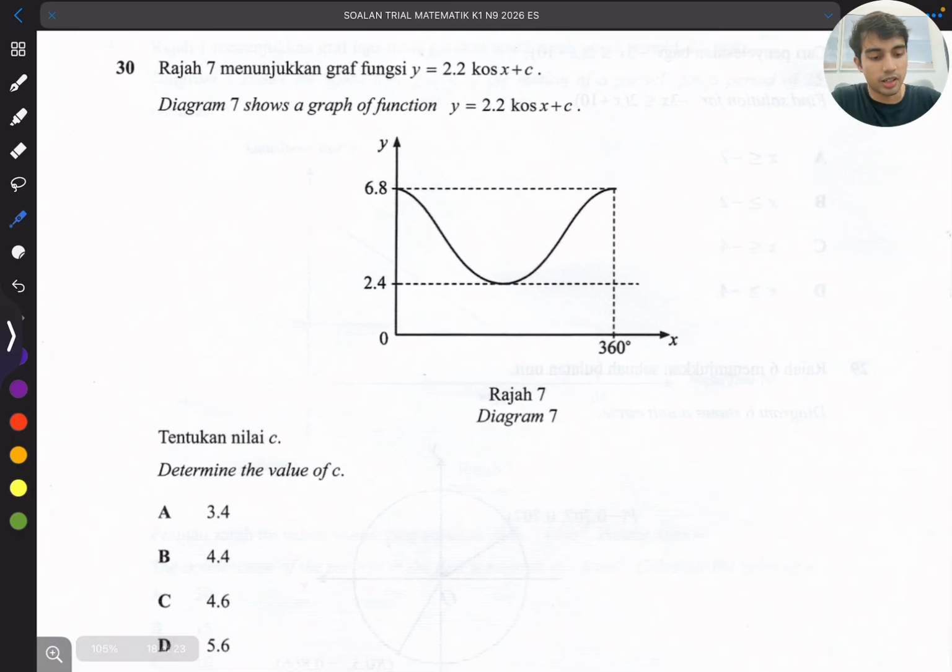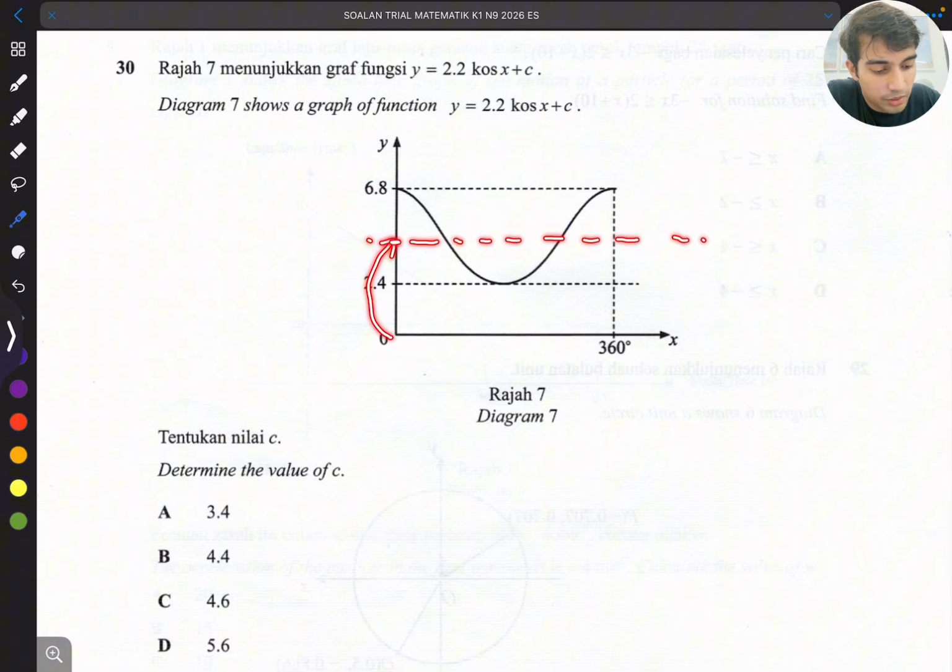Diagram 7 shows a graph of a function. This is a cos graph. Determine the value of c. Alright, c is how many units the graph went up by. A regular cos graph would look like this. Our middle is somewhere here. That means we need to find how much it has gone up. We need to find this value.